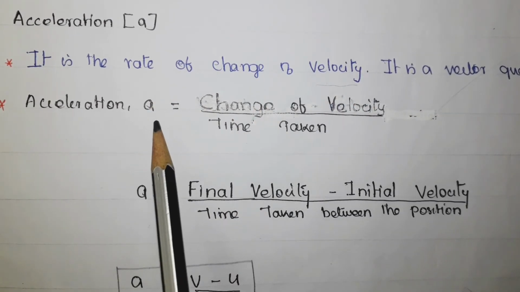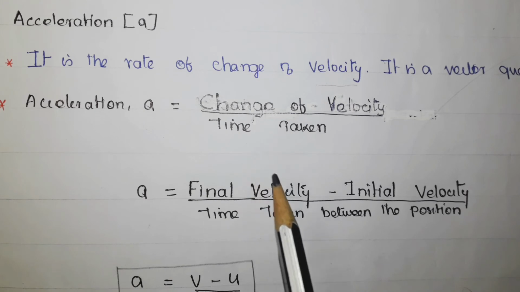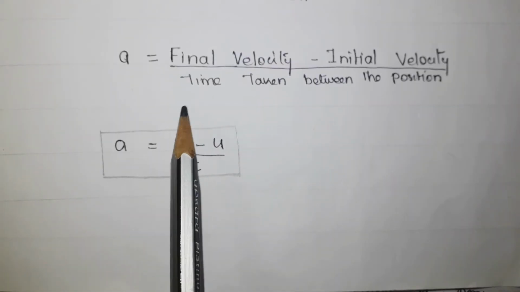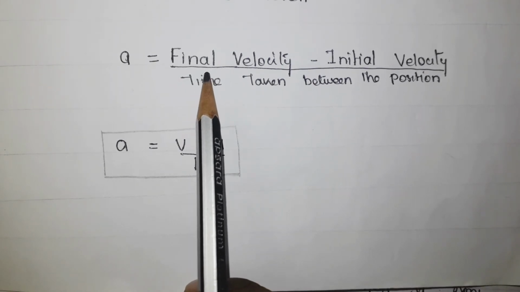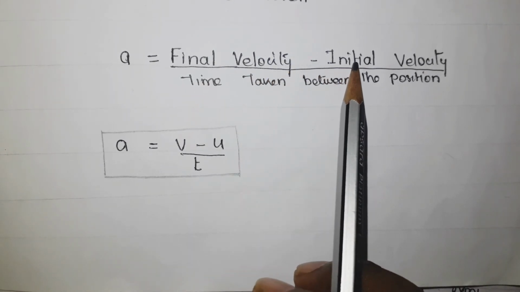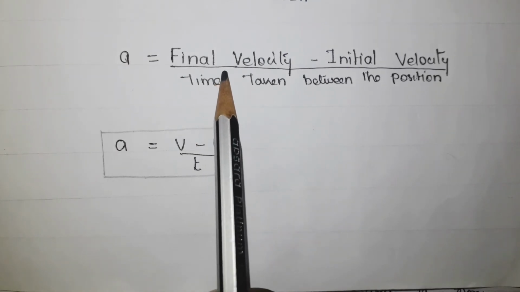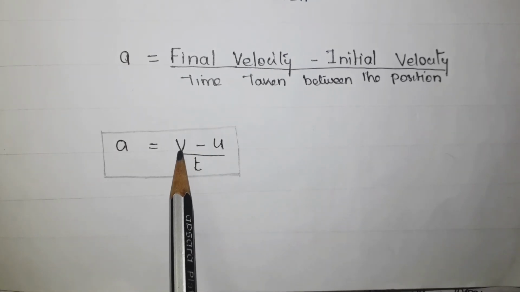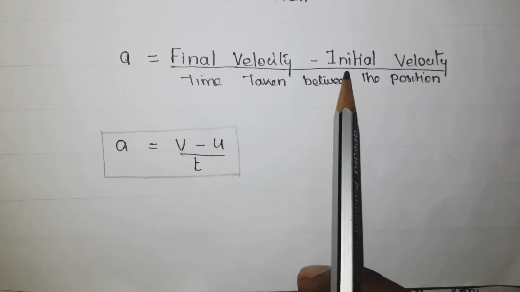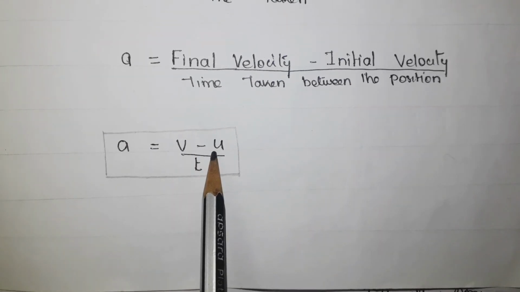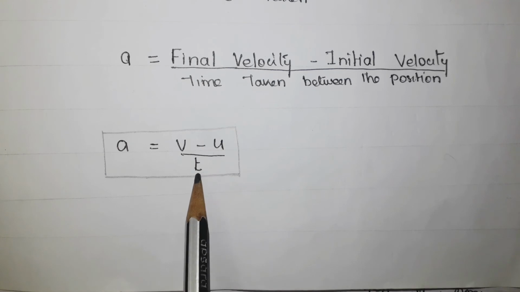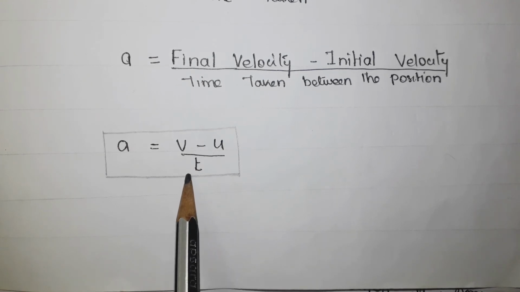Now if you look at the formula, a is equal to change of velocity divided by time taken. Change of velocity can be written as final velocity minus initial velocity, divided by total time taken. The final velocity is normally represented by the capital V, and the initial velocity is represented by small u, divided by t, where t is the total time taken.